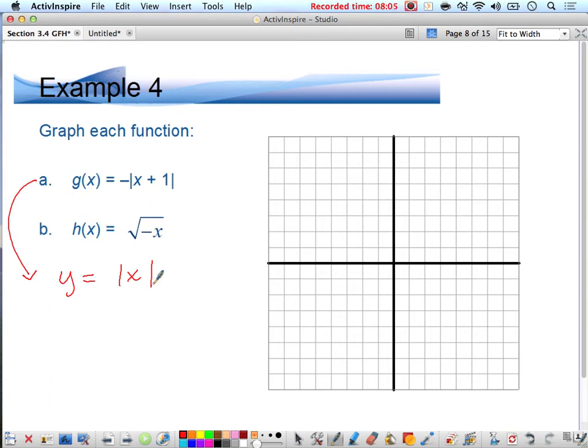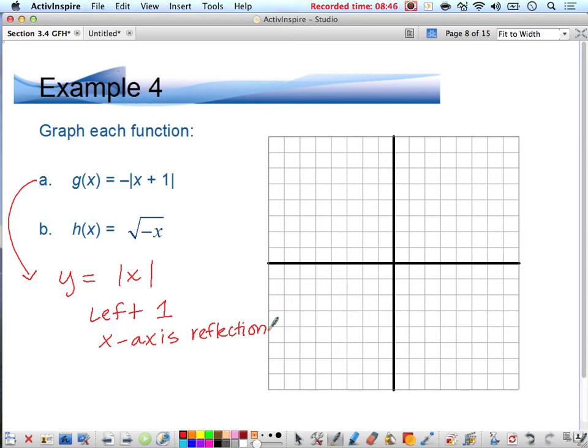Tell me what's been done to it. It has a negative in front and it has a plus 1 on the inside. So talk to me first about the plus 1. The plus 1 on the inside, how does it move it? Left. That's a horizontal shift. So it's going to go left 1 unit, and it's going to be reflected about what axis? The x or the y? The x. It's going to be an up-down flip because the negative is outside. So it's going to be an x-axis reflection. Those are the two things we need to do to that parent function to translate it from the parent graph into the graph of y equals negative absolute value of x plus 1.